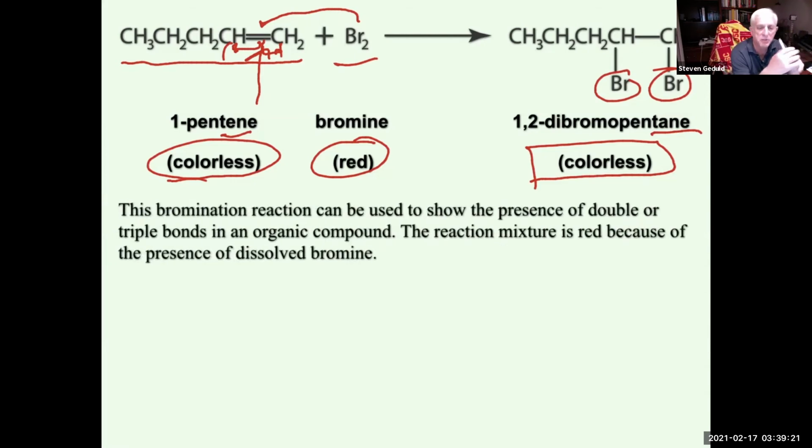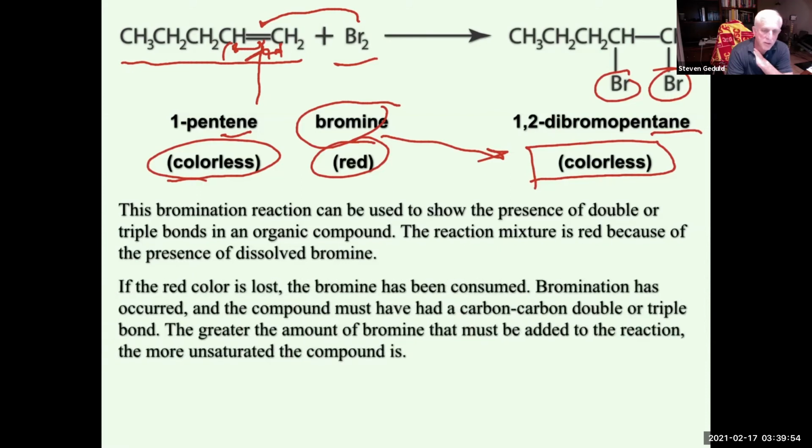So the bromination reaction can be used to show the presence of a double or triple bond in an organic compound. The reaction mixture is red because of the presence of dissolved bromine. So the only thing that's red is this. If bromine's not used up, it's going to stay red. If bromine gets used up, the solution goes back to clear. So if your solution is clear, it means you had a double or triple bond. If the solution is red, it means you did not have a double or triple bond, because it didn't react.